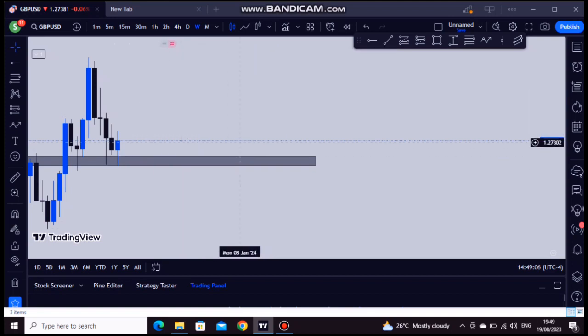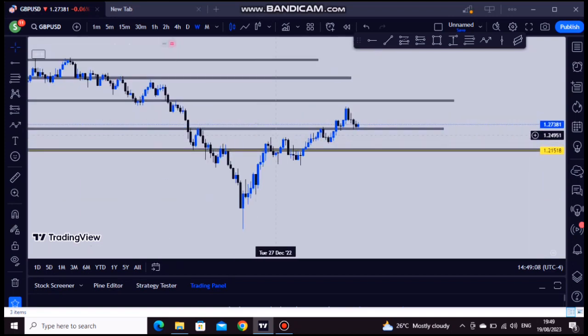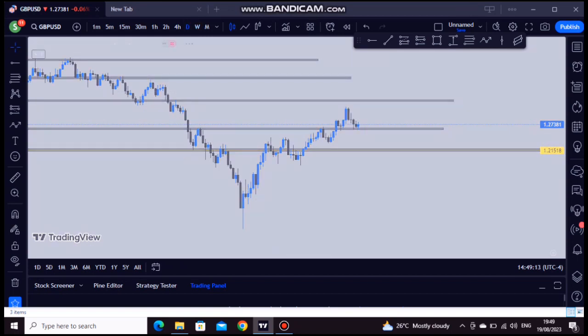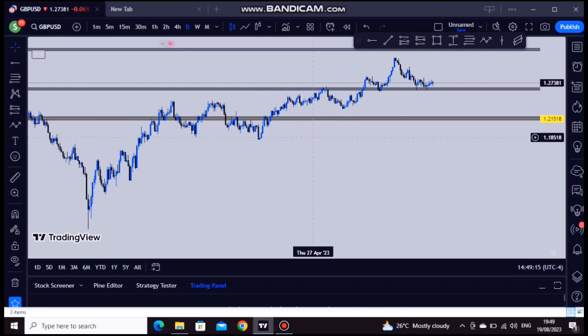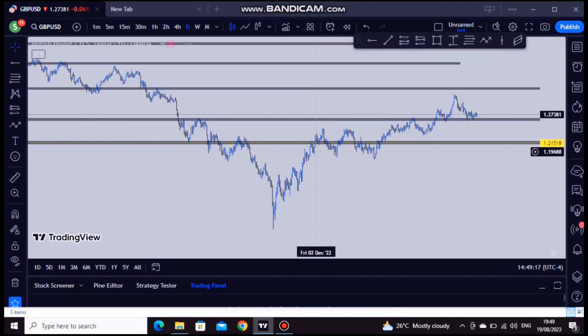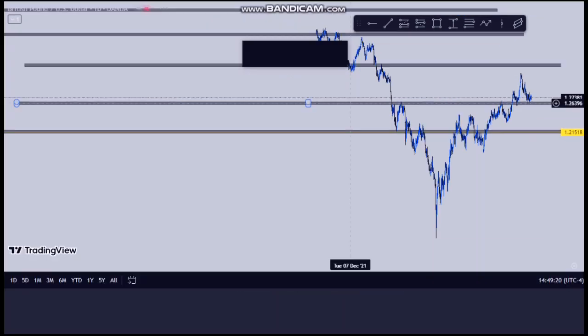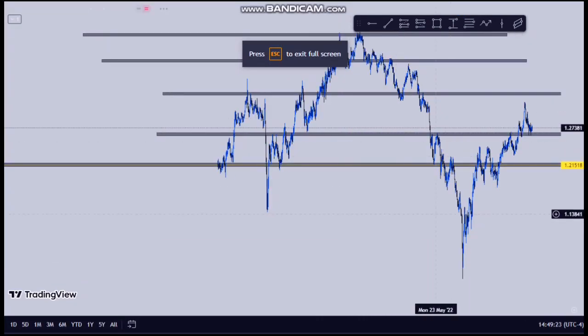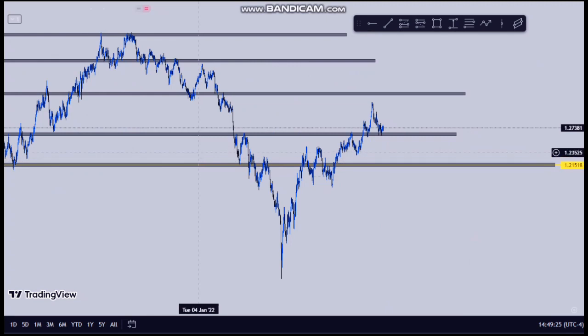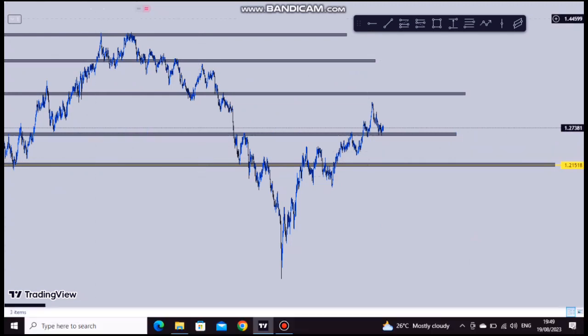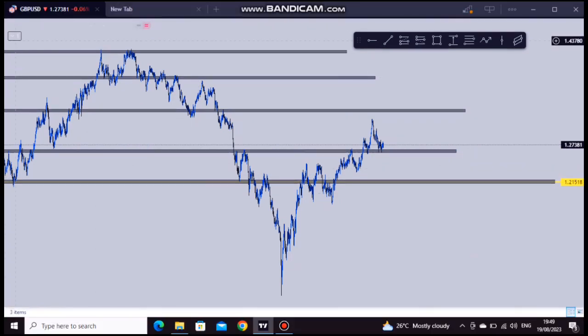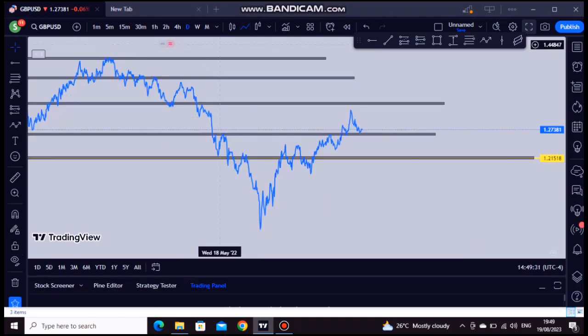Now let's go to the daily. On the daily, we are going to be plotting our minor support levels, using a different color for our support levels. So what do we have on the daily? Trying to change this to a line chart. Then move to the daily.